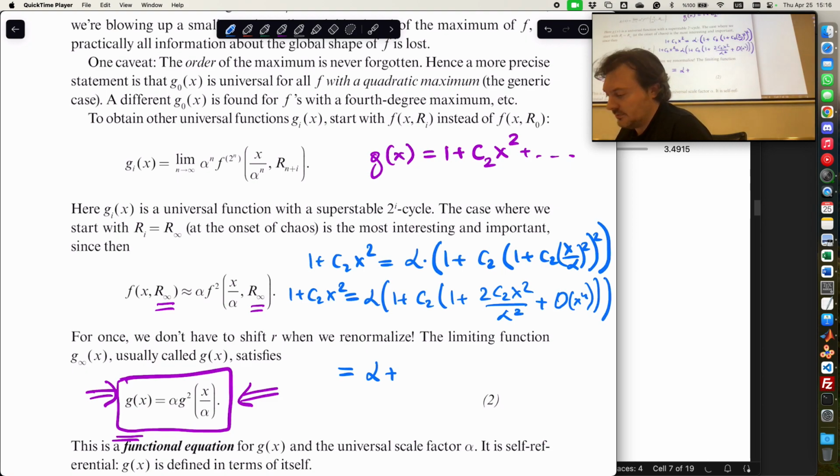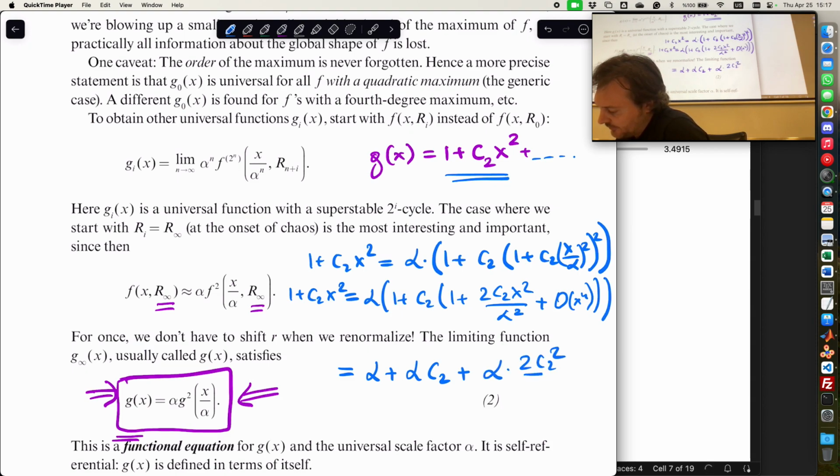What is squared? c2 squared? Nothing squared, okay. I said 2 was squared. Yeah. And this was just one. Imagine going c4 x to the 4. It's not there. Alpha c2 plus, I have 4 minutes. Alpha times 2 c2 squared over alpha squared x squared. Yes, very good. And order of x to the 4, we don't care about it.